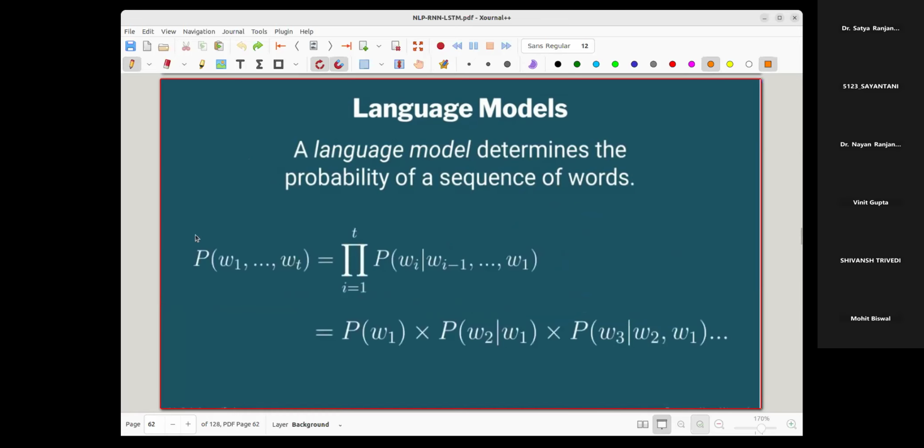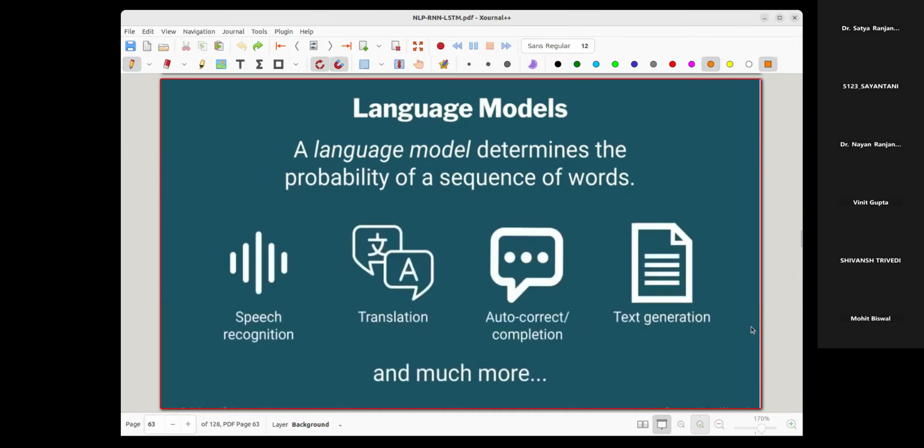Okay, and formally you can calculate using this formula, that is probability of wi given all previous words, which is nothing but probability of w1, probability of w2 given w1, probability of w3 given w2 w1, and so on. You can use the Markov property to shorten the probability calculation and find out the final probability. That we are not going to discuss.